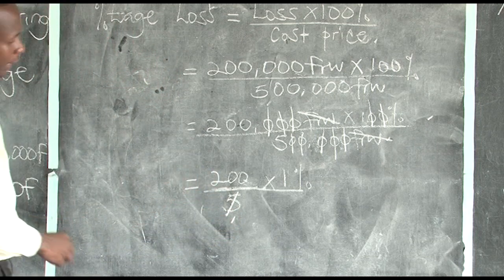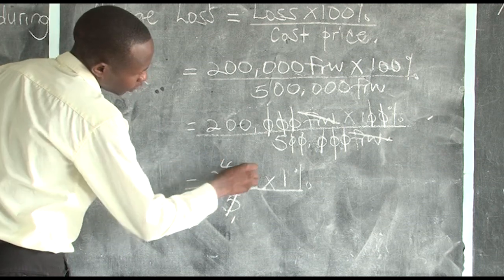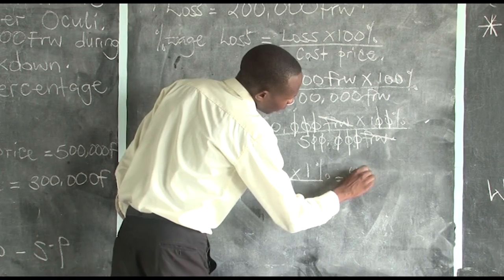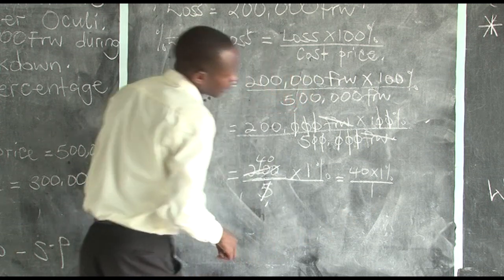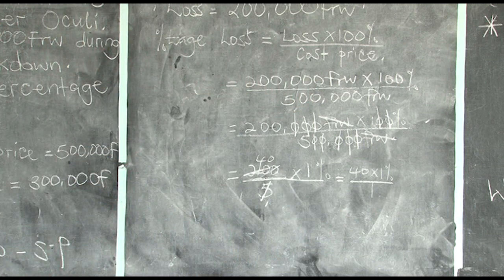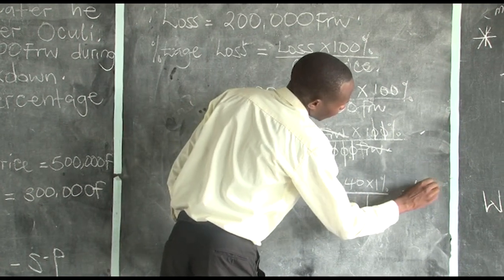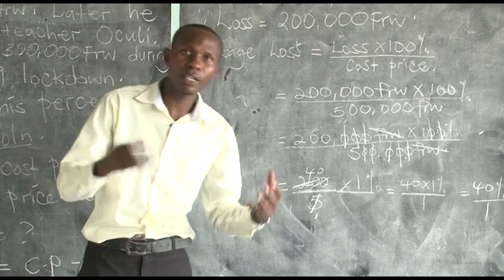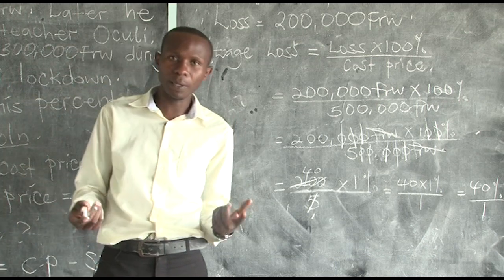Okay? Then I will say 20 divided by 5, you will get 4. Then this 0 divided by 5 will be 0, giving us 40 times 1% divided by 1. After reaching this statement, I will say 40 times 1 is the same as having 40. And 40% out of 1 is just 40, because 40% divided by 1 is 40%.